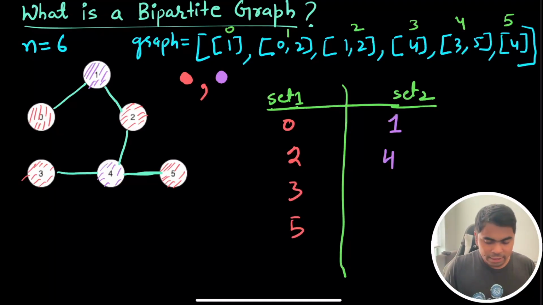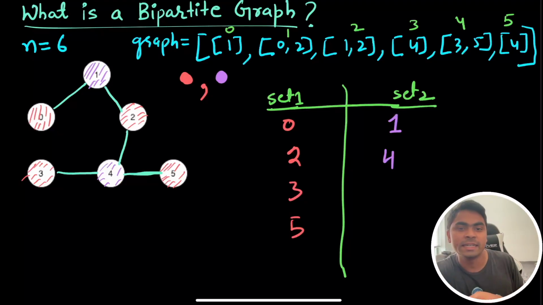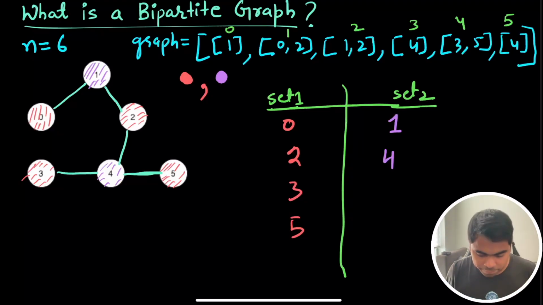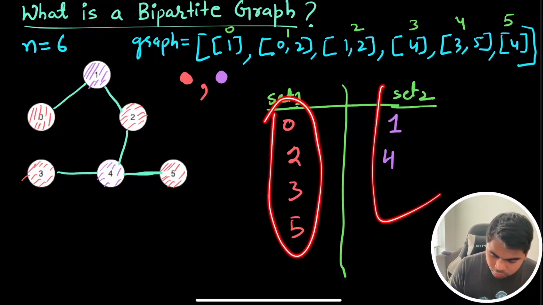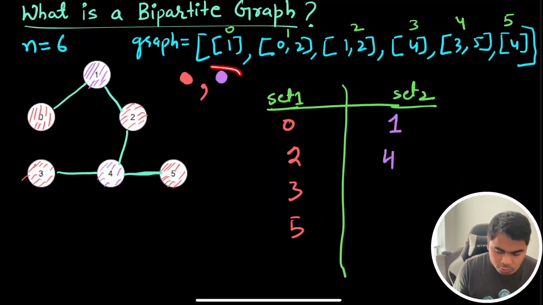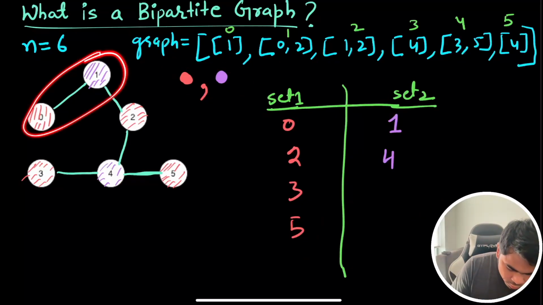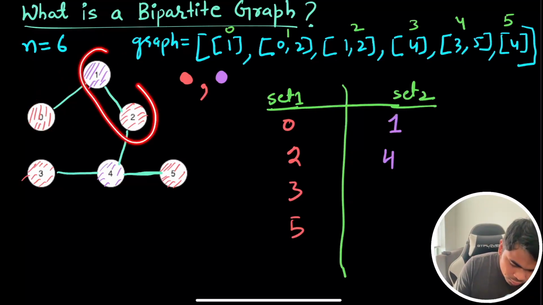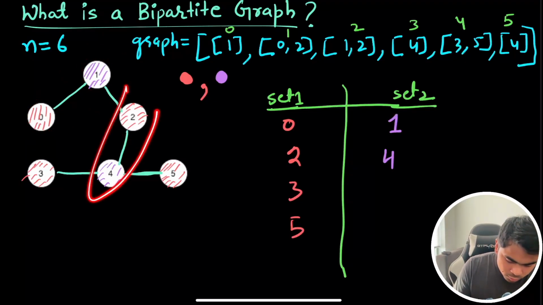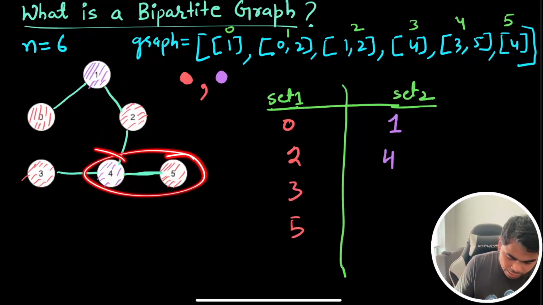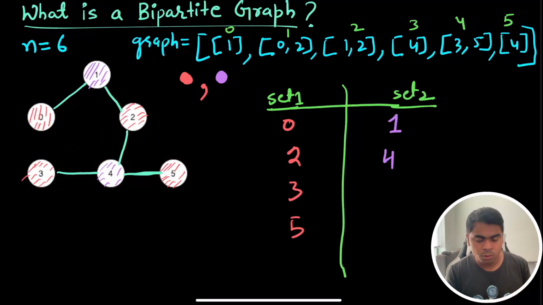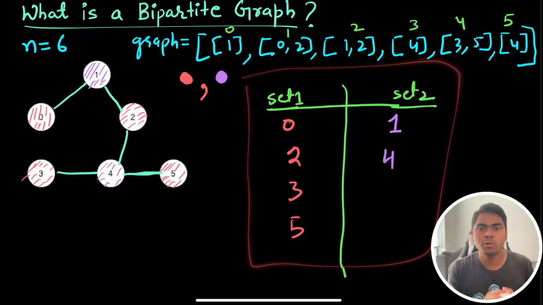Well, congratulations, this graph is bipartite. This graph is bipartite because we were able to group all these nodes into two different sets, or assign two different colors, such that no two neighboring nodes have the same colors: these two do not have the same colors, these two do not, these two do not, and these two do not. So no two connected or adjacent nodes have the same colors, or they are in two different sets.